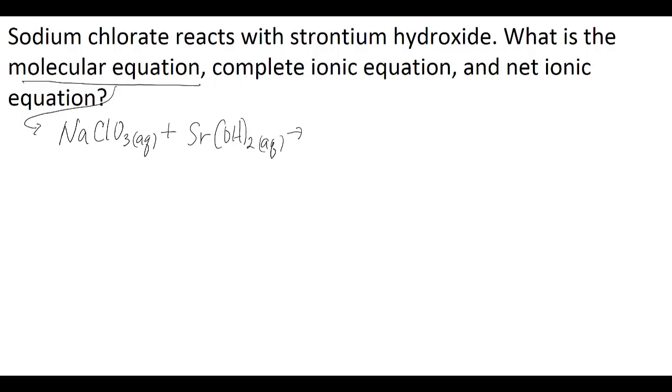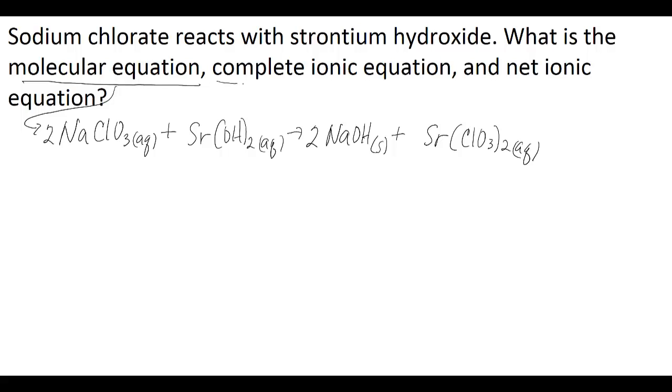And when they react with each other, you're going to get a precipitate. You're going to get sodium hydroxide. If you go through the solubility rules, you can understand why you'll get a precipitate there. And then you'll also have left over, still in solution form, strontium chlorate. And then to balance this equation, you need to put a 2 in front of the sodium hydroxide and a 2 in front of the sodium chlorate. So that is your molecular equation.